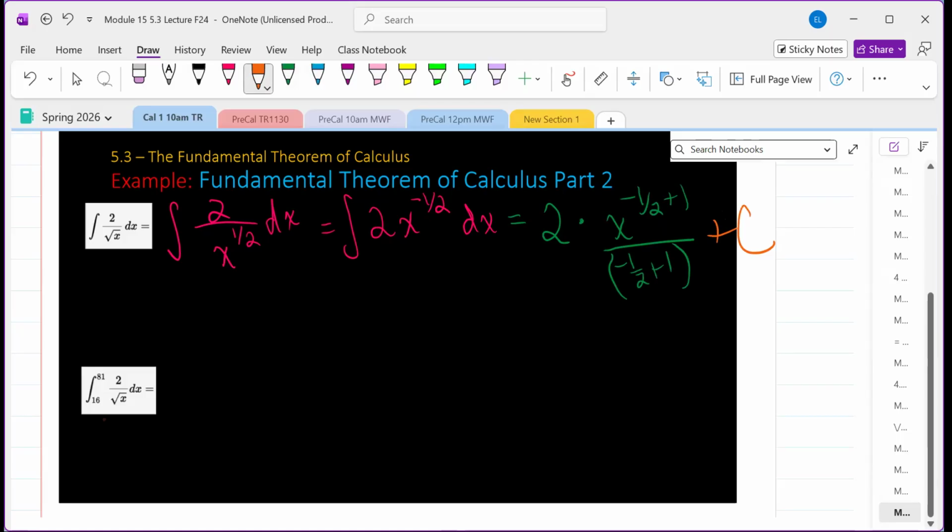Now we're actually going to use that formula here in a second. So I'm going to go ahead and clean that up. So negative 1/2 plus 1 is positive 1/2. So I have this thing divided by 1/2 that ends up becoming times 2. So we actually end up with 4x to the 1/2 plus c. So the 2 divided by 1/2 ends up being 4.